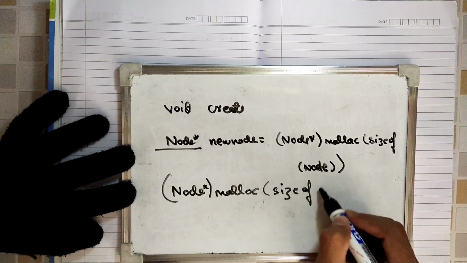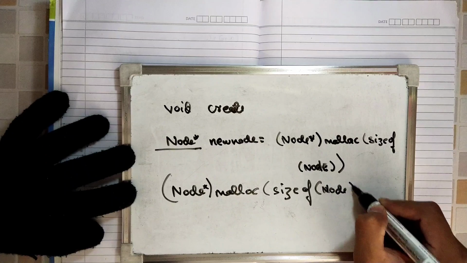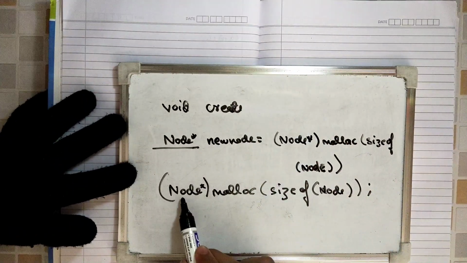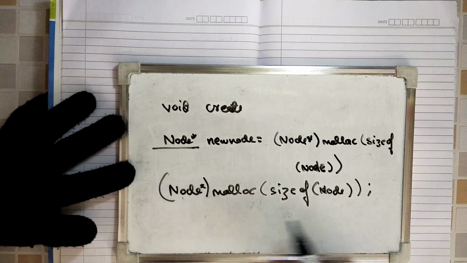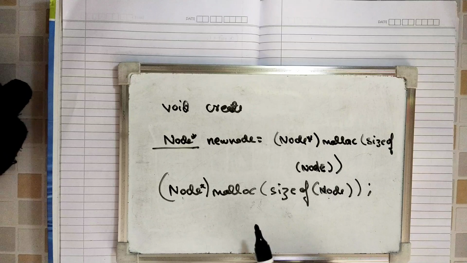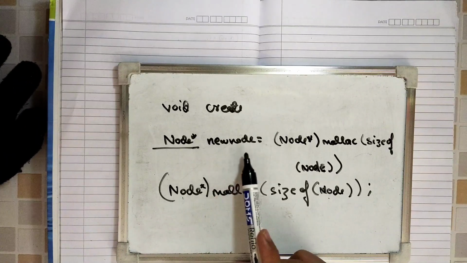Sizeof, here node will be there. Here star won't come. Then close. The same thing I have written here: whatever is there here will be followed by a star, and the same thing will be written here without star. Usually you create struct student, this new node is equal to, like this we will write.